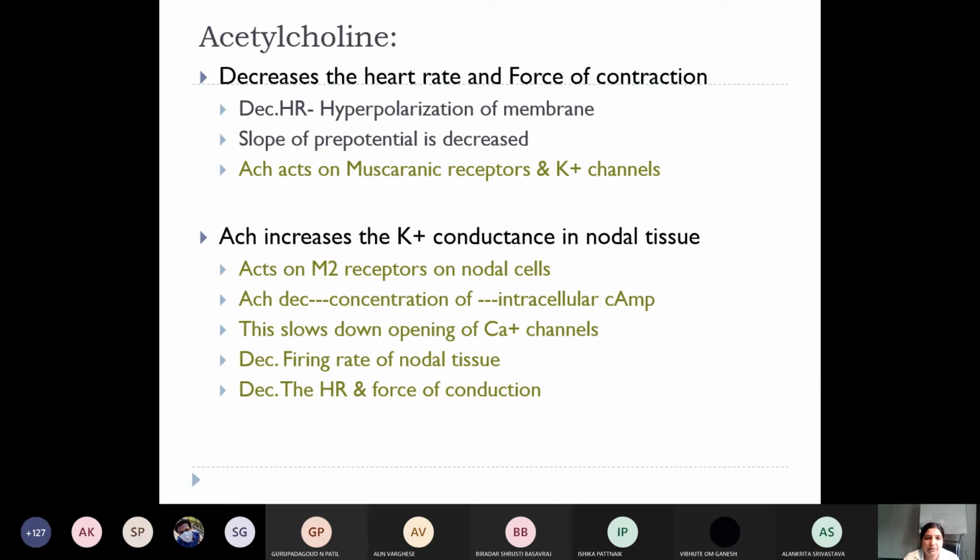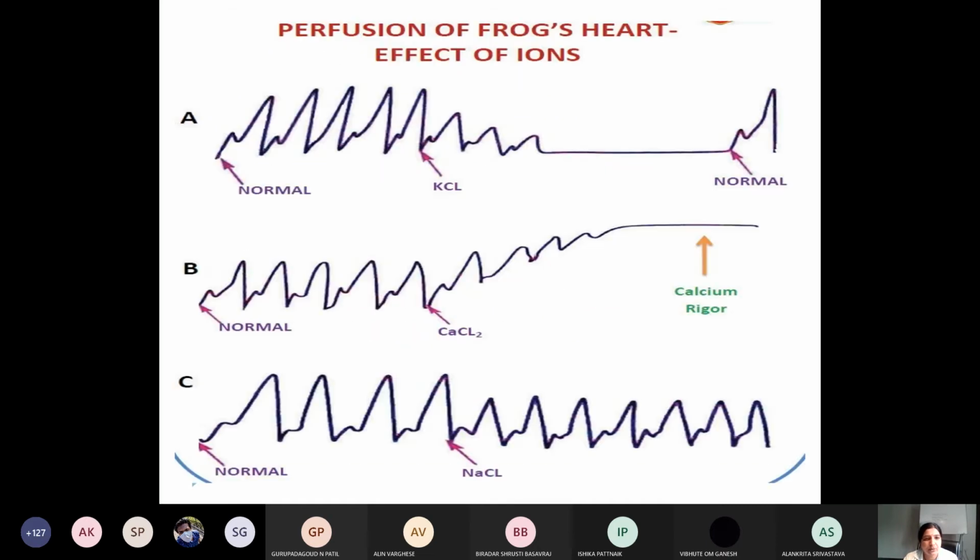If it is asked in viva, practical viva or a theory question, you are supposed to describe in detail the molecular mechanisms like this, stepwise, then only the physiological basis will be explained properly and the concept will be clear. Okay. So coming now to the perfusion of the frog's heart, the effect of ions.